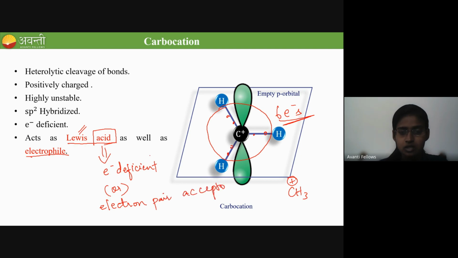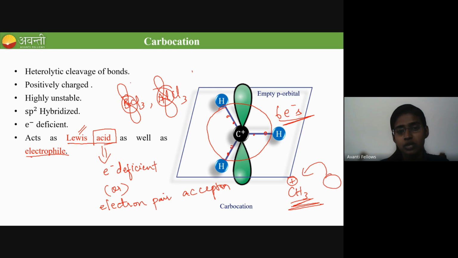Since CH3 plus can accept the electron from the other species, it is called a Lewis acid. For example, BCl3, AlCl3. Now we have seen, boron and aluminum can accept the electron using their empty p orbital. So they can accept the electron from the other species, so they are called Lewis acids. Like BCl3 and AlCl3, CH3 plus is also acting as a Lewis acid. Clear now?